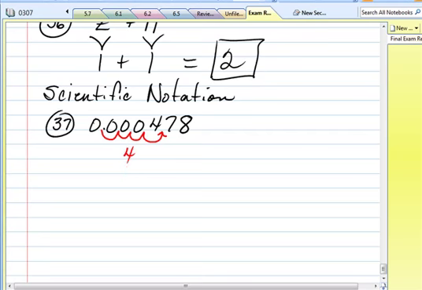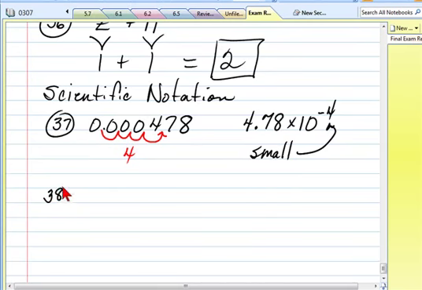So I know that it's going to be 4.78 times 10 to the -4. Now, why did you choose -4? Okay, small number. When it is a tiny decimal, you use a negative exponent. If it's a big number, you use a positive exponent.